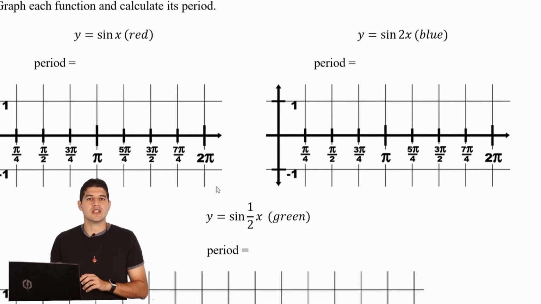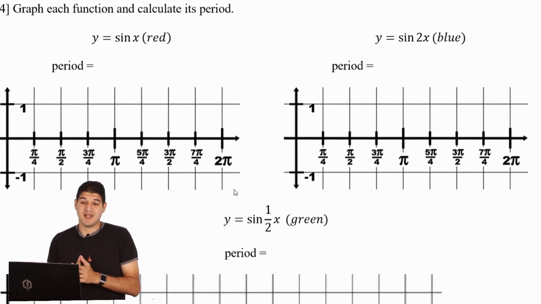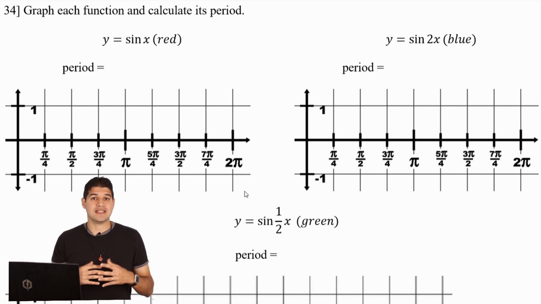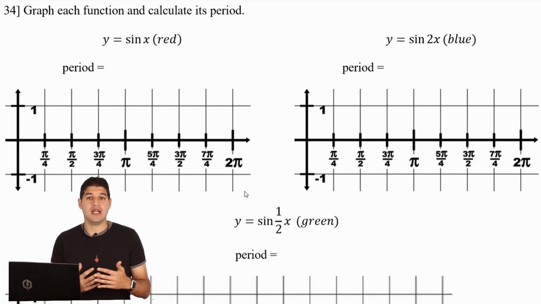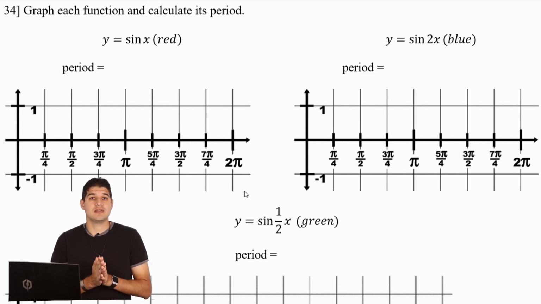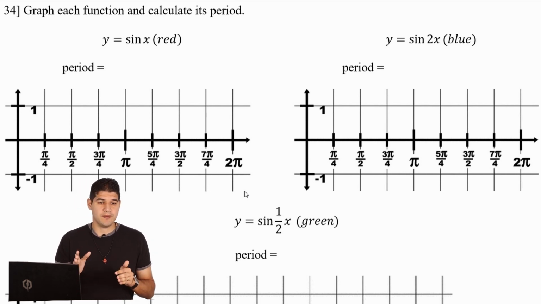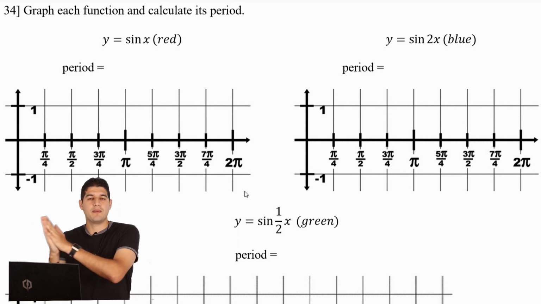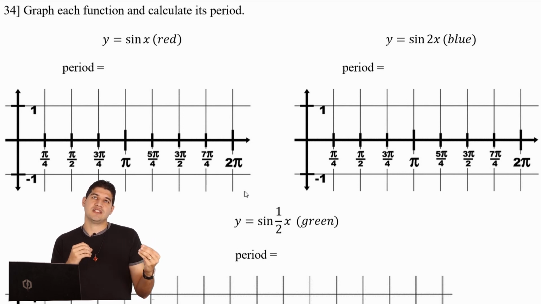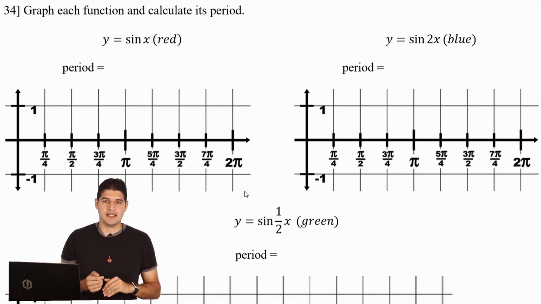All right, so now we're looking at what happens when we're multiplying inside of that parentheses. And we're going to talk about what's happening to the period. If you recall, the period is how long it takes to repeat the exact same stuff. So how much does it take to get back to the 0 where we're increasing again?